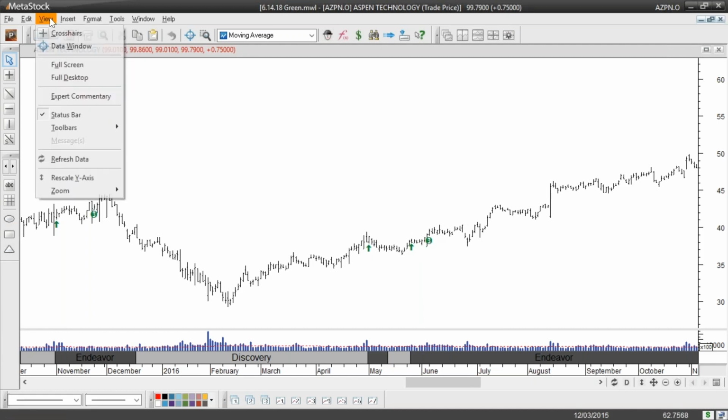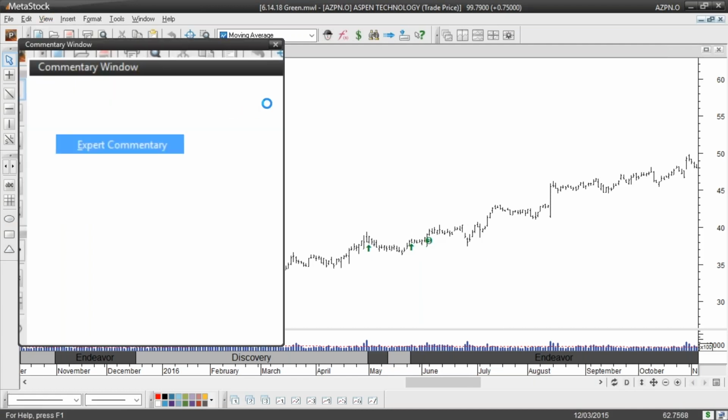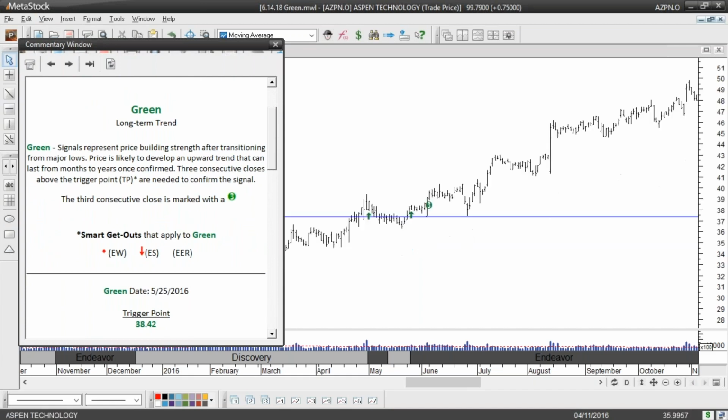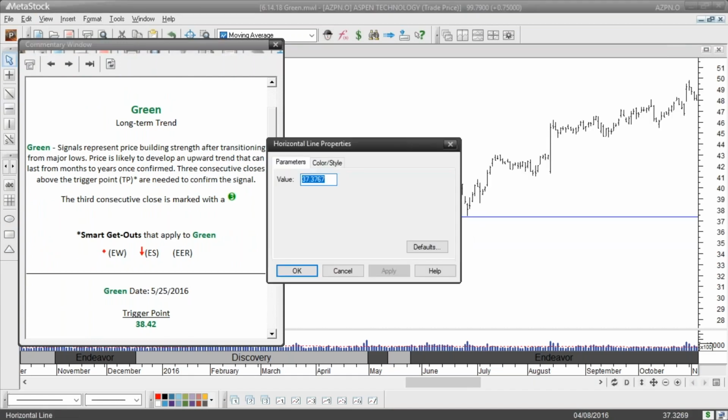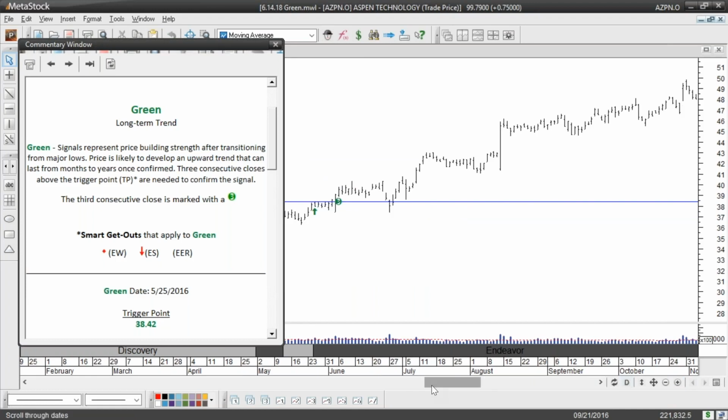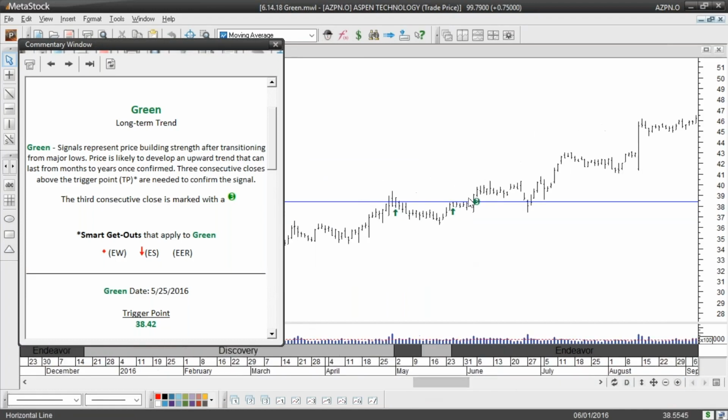Now, I will go into the commentary just so we can get a visual on that. Let's see what our trigger point was. It was 38.42. Now, some people like placing the lines on greens and some people like just waiting for the icon to appear. But as soon as you see that green confirmed icon, you are good to go.